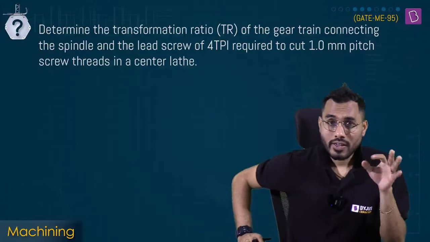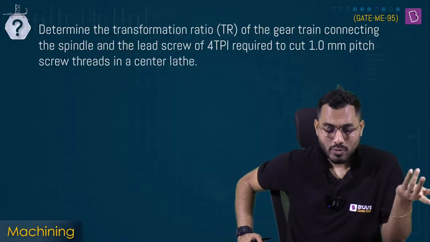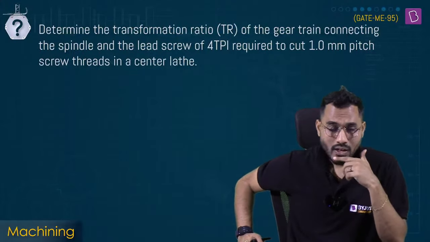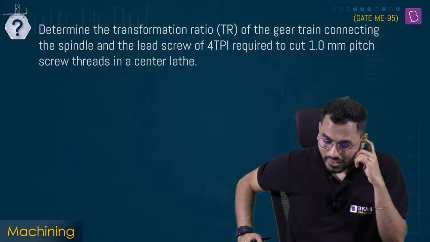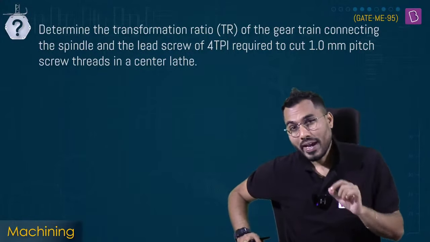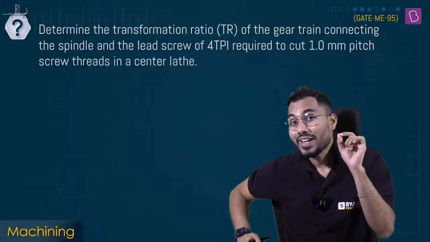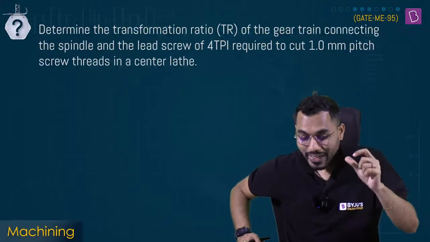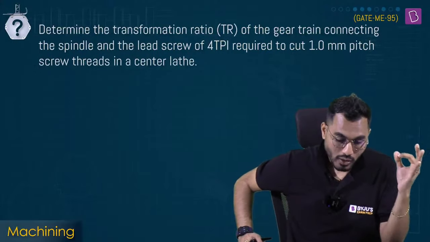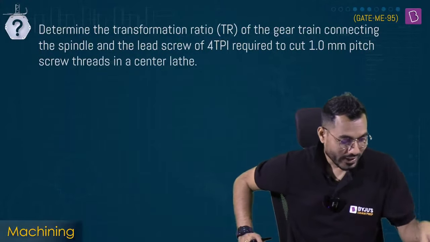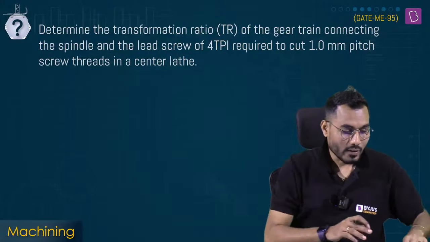Determine the transformation ratio, that is gear train ratio or gear ratio. Transformation ratio is the same thing, right? Of a gear train connecting the spindle and the lead screw of a 4 TPI, and TPI stands for thread per inch, required to cut 1.0 mm pitch screw threads in a center lathe. So you are interested to calculate that. There is one formula, train ratio. You solve it.